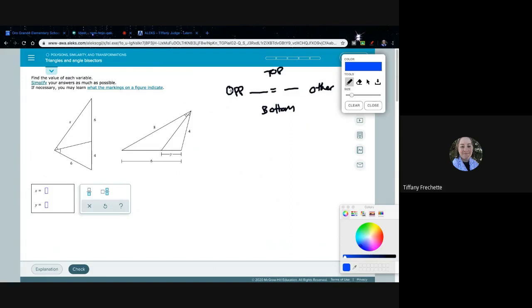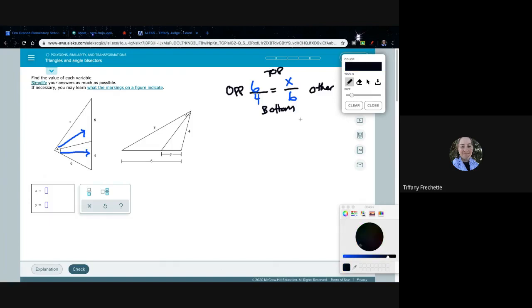So we have top opposite. I'm going to go to the top triangle, and the opposite is 6. And then bottom opposite, 4. Other for the top. So remember, we're not looking at the angle bisector. We're looking at the other side. So that one's x. And then bottom other, I have 6.